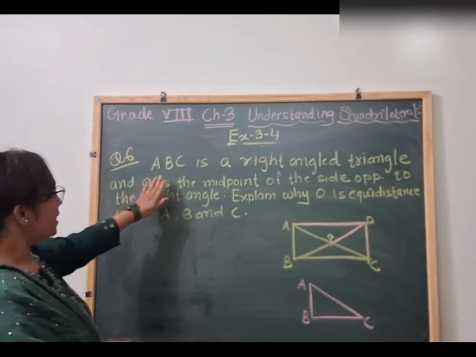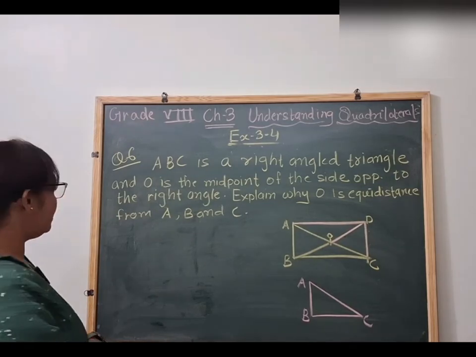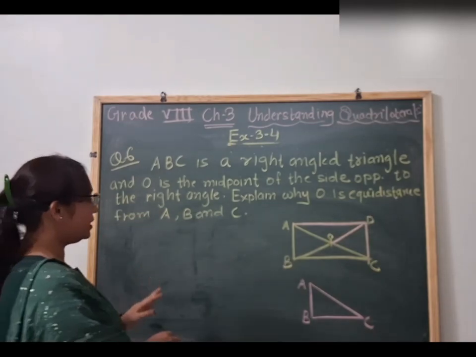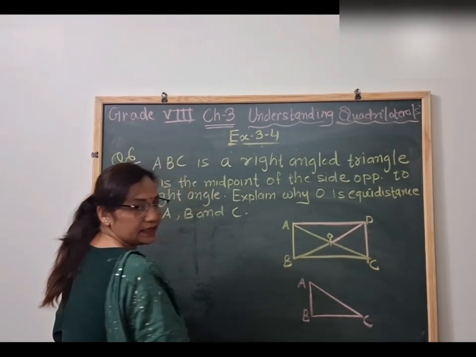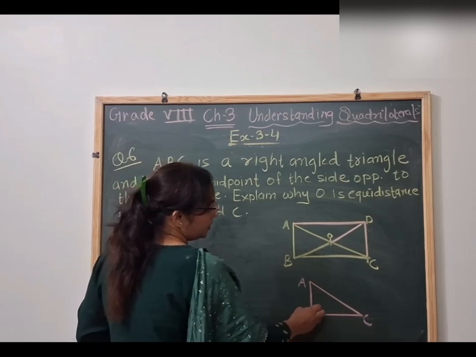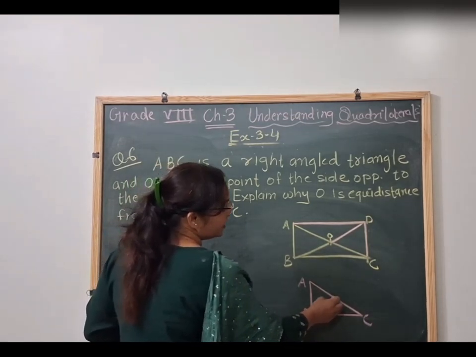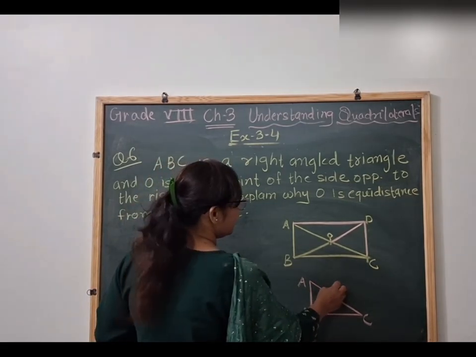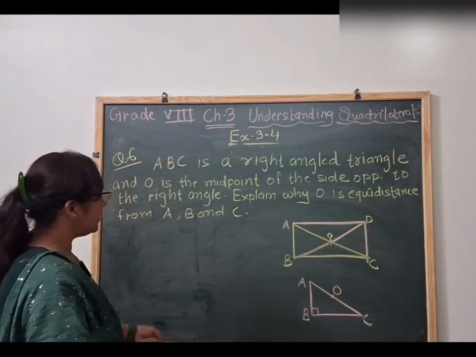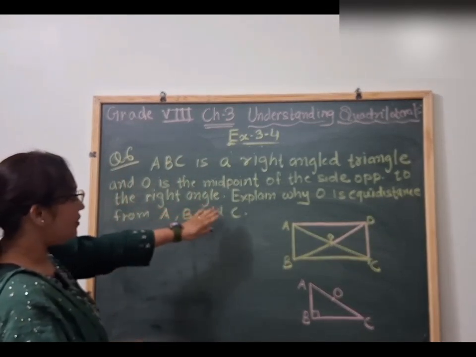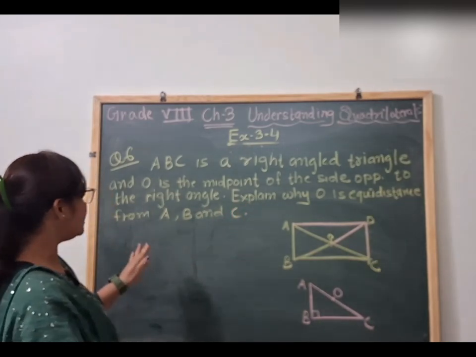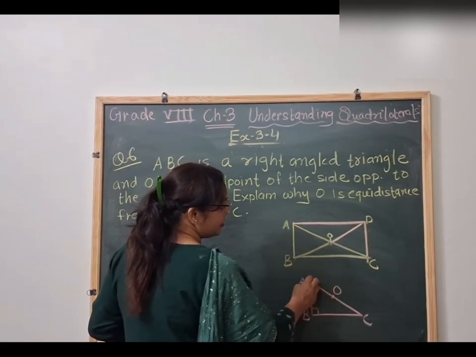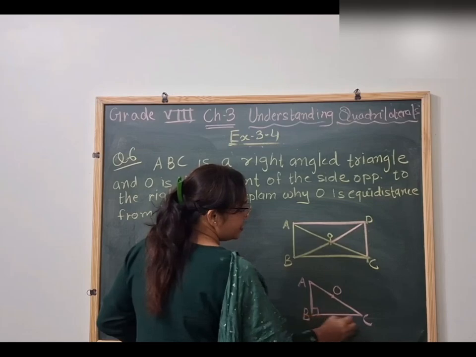Question number 6 says, ABC is a right angle triangle and O is the midpoint of the side opposite to the right angle. Now if I draw ABC with a right angle here, the side opposite to the right angle is this, and we have a midpoint here, named O. This is what is given. You have to explain why O is equidistant from A, B and C.